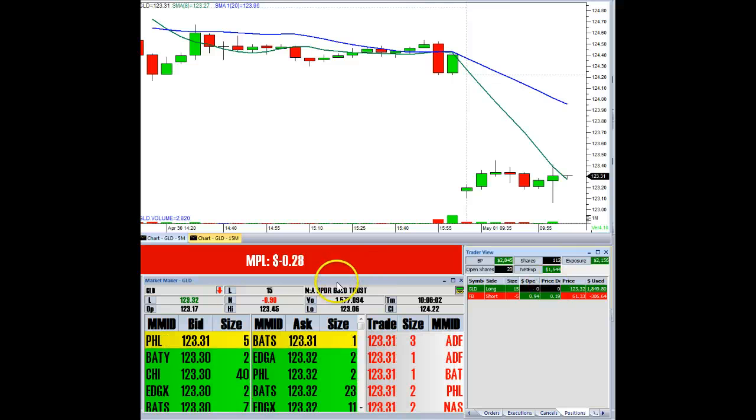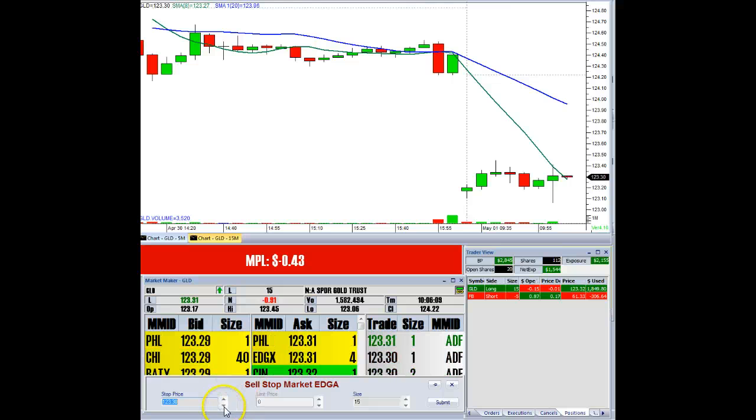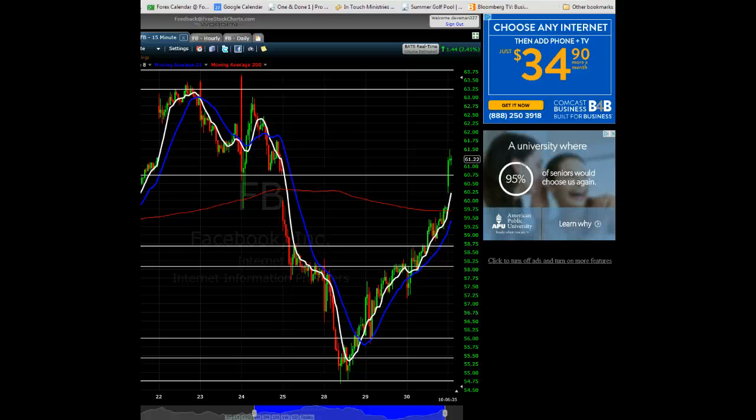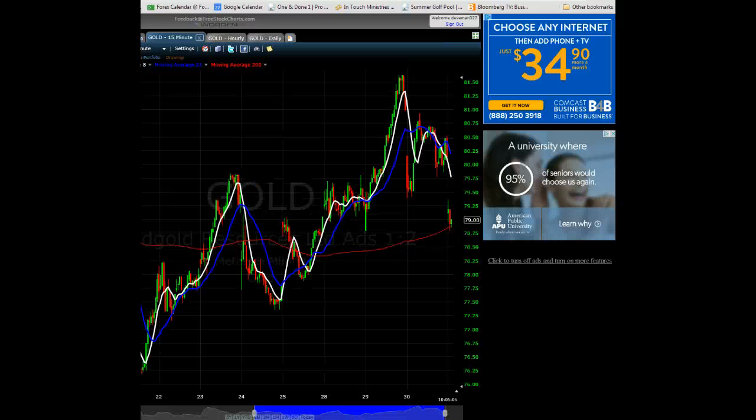So my stop on it, just to show you how I do that, my stop is going to be down here. I'm going to set it at 123.18. And so, it either hits my stop or it doesn't. I'm expecting gold. It's trading in here. It tried to go lower. There's a support line, so let's go back to that. Whoops.